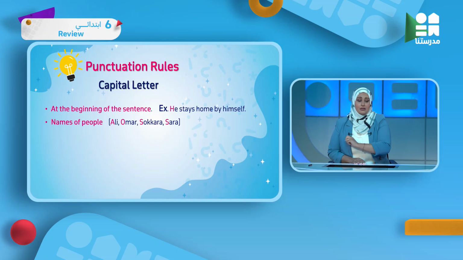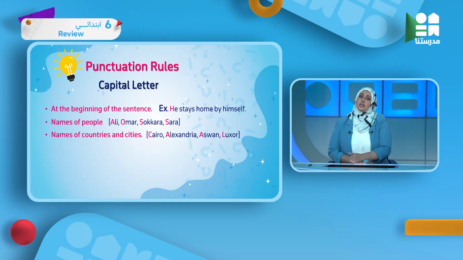The second thing, names of people. Any names of people have to be written in capital. When I say نهى, عمر, علي, نانسي, سارة, سكر, all these names have to be written in capital, the first letter, wherever they are in the sentence. It doesn't matter where in the sentence, even in the middle, it must be capital. So I say Ali capital, Omar the O capital, S in Sokkar and S in Sara.